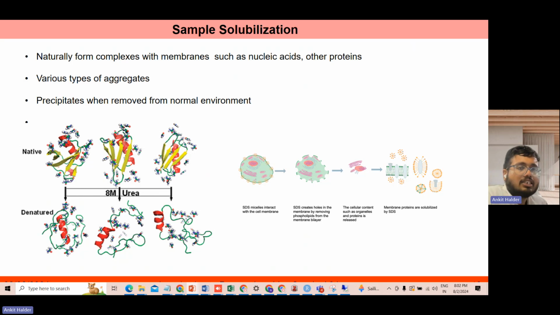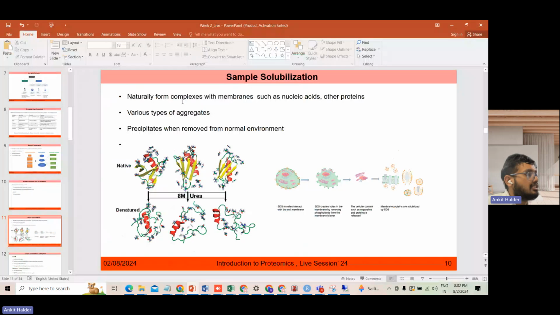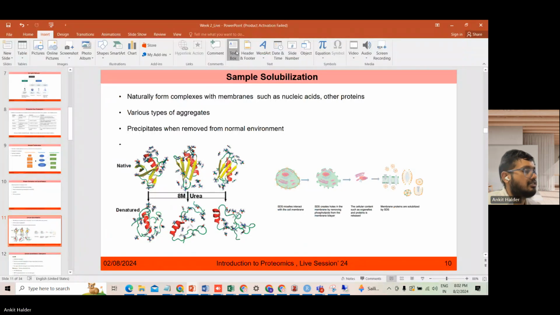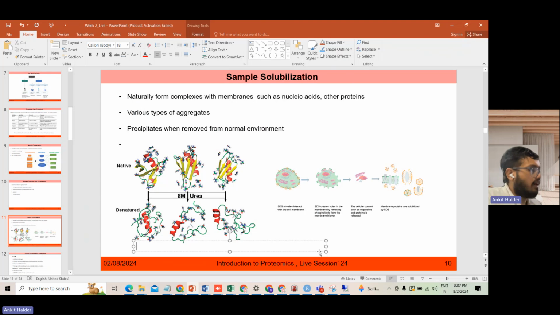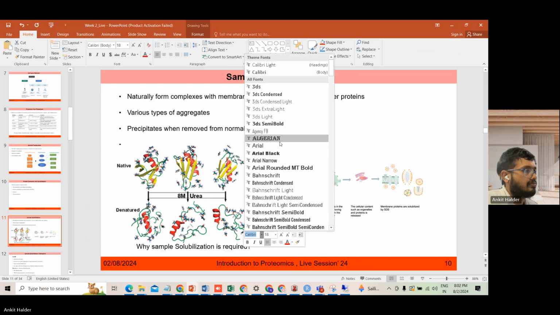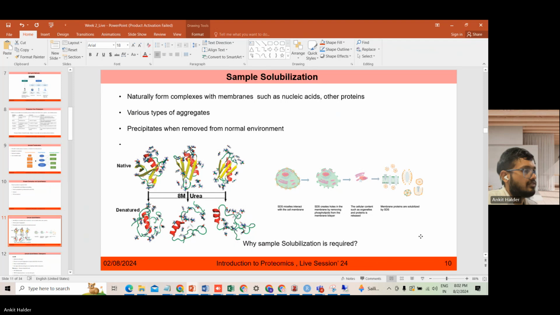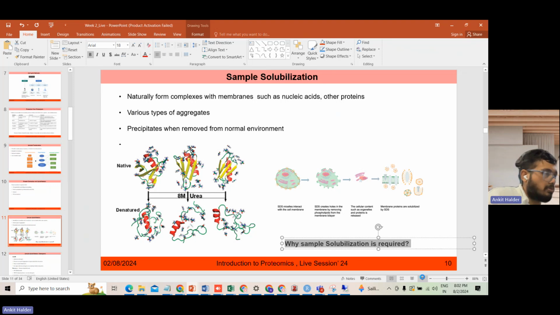So why is sample solubilization required? The appropriate question for this slide should be: why is sample solubilization required? This is the question that we want to address, right?